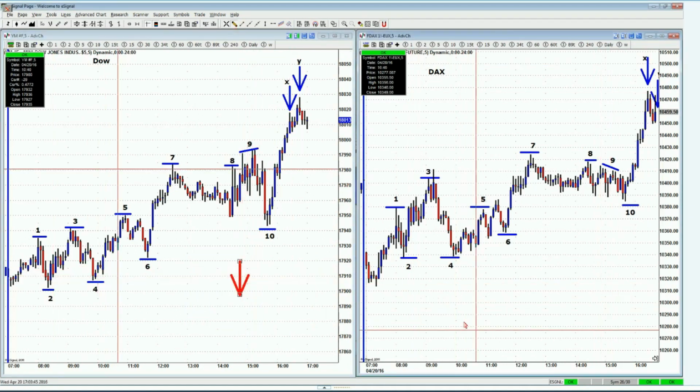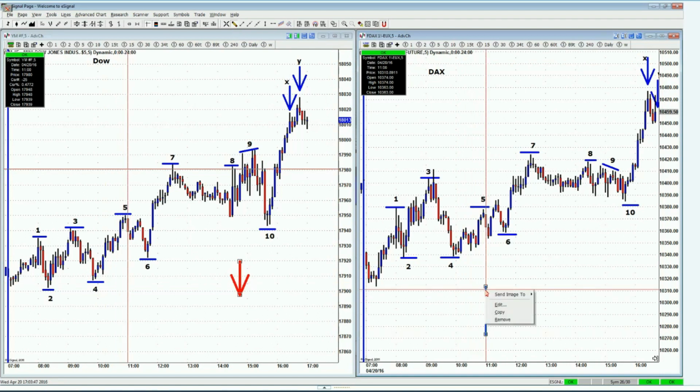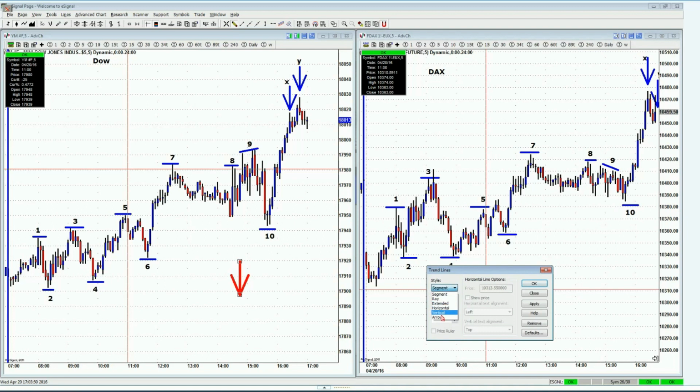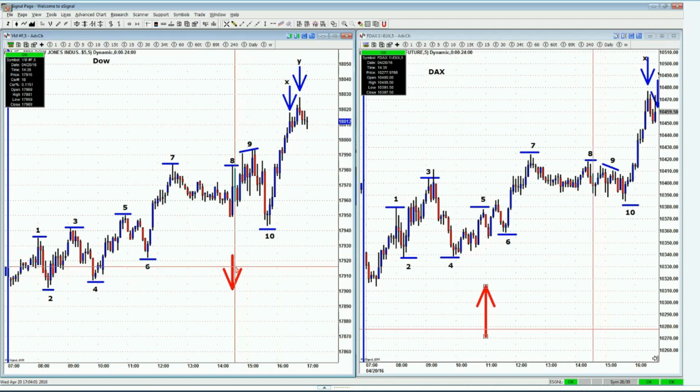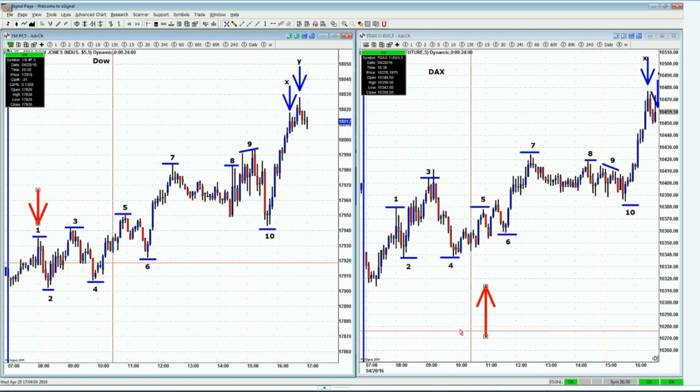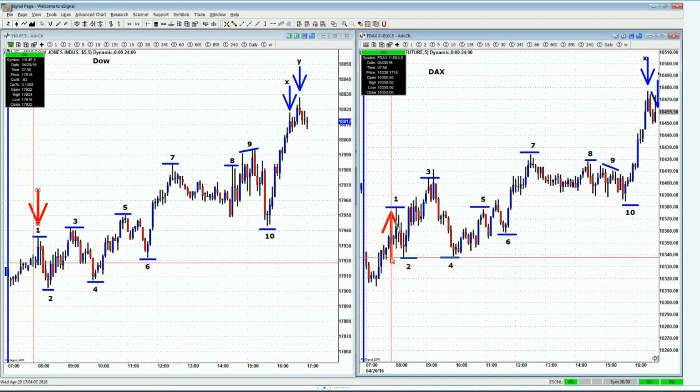I'll do the same over here. Arrow, make it a little thicker, and voila, we now have a pointer. Okay, so point 1 on the Dow chart will correspond to the point 1 on the DAX chart. And what I'm doing here is I'm only comparing today. I am not even looking backwards in time, which is a real possibility when you're trading, that you can look backwards. But here I'm just looking at right here, right now for this day.